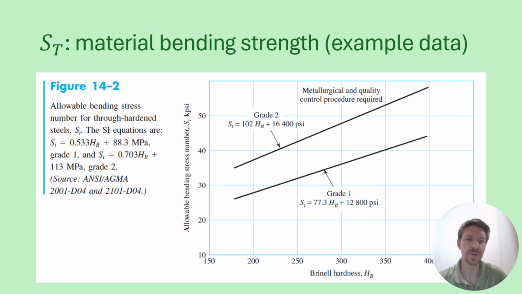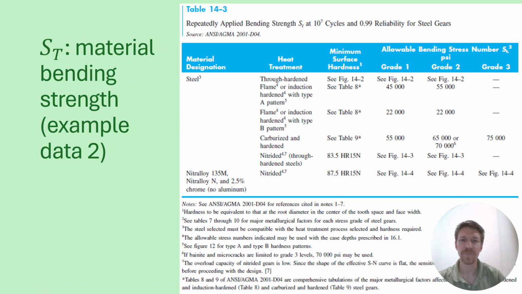This is the allowable stress number, essentially a type of strength from the AGMA. This chart is for US customary units, PSI, KSI, and then the SI units, megapascals, are over here. And you have a different equation for grade 1 than for grade 2. However, some materials are not through hardened. They're case hardened. So they're hardened more on the outside than they are on the inside using processes called nitriding or carburizing.